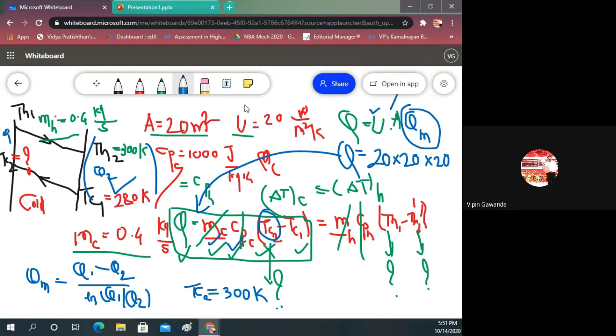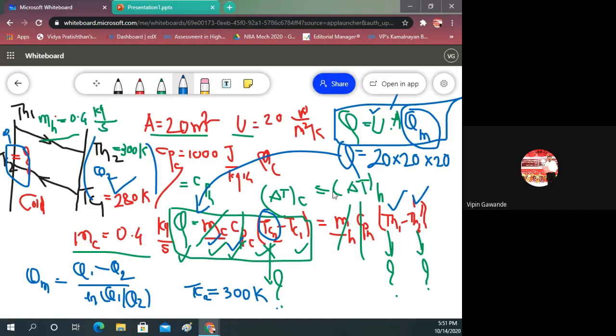So how have we solved this problem? First of all, we have to calculate the value of Tc2. We first tried the energy balance equation, but there are two unknowns in this energy balance equation. So we went for the LMTD formula, and in the LMTD formula, theta m is theta 1 equal to theta 2. So we have taken 300 minus 280, which is equal to 20, because that comes from the concept delta Tc is equal to delta Th.